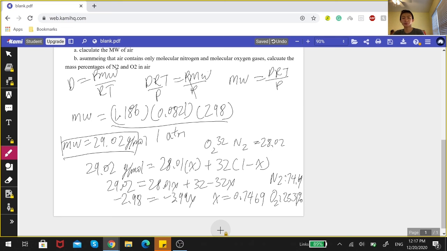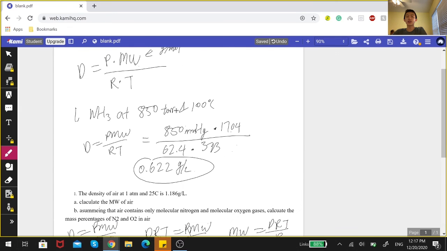And that is our percentages of N2 and O2 in the air. So this is how you calculate density with the ideal gas formula. And thank you for watching.